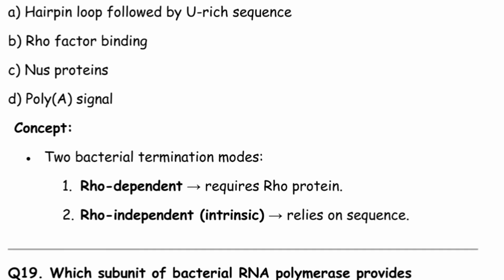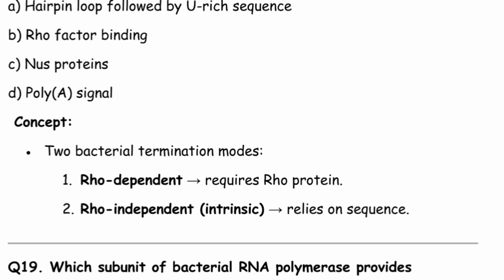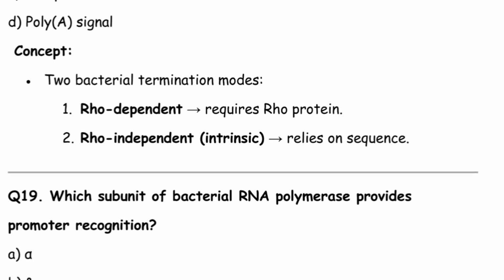We saw bacterial termination has two modes, Rho dependent and Rho independent. Rho dependent requires hexameric Rho protein which has helicase activity, and Rho independent is intrinsic. It relies on sequence.